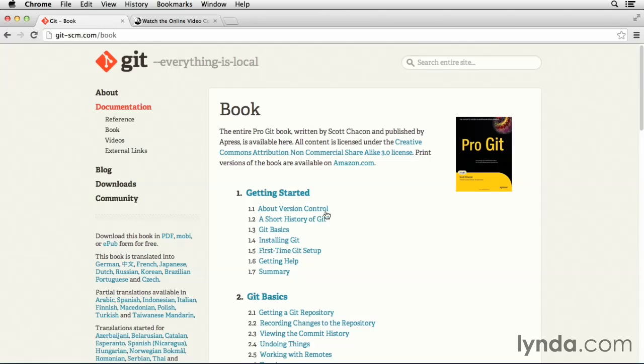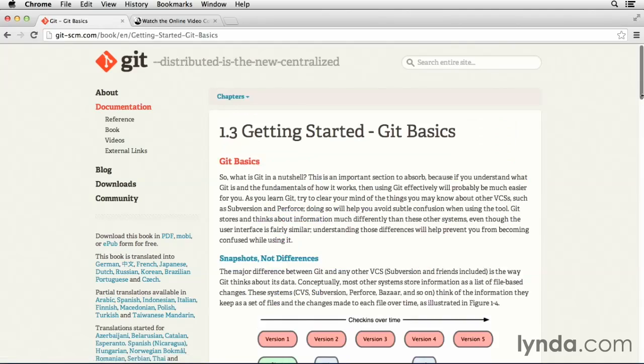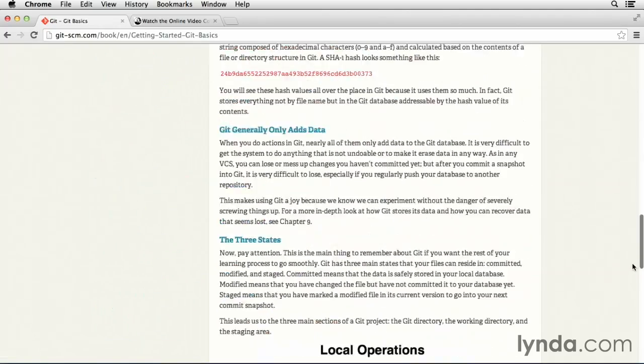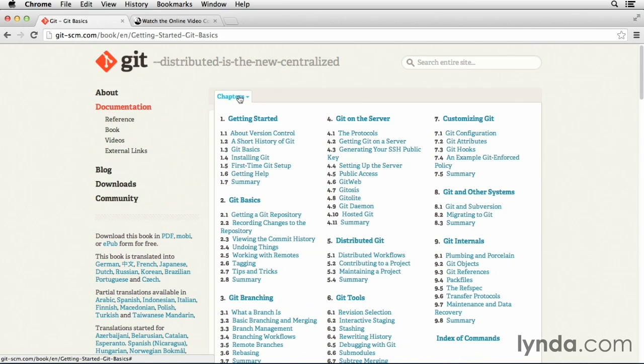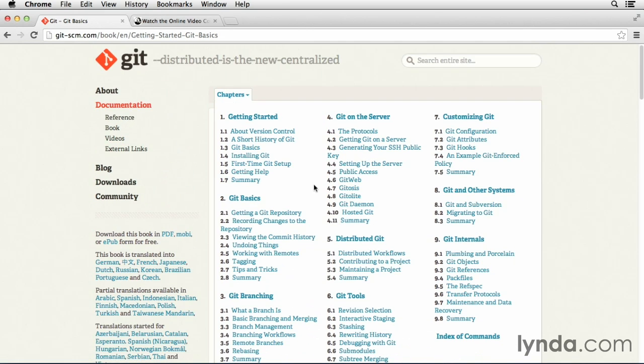It goes through everything about the short history of Git, all about version control, the basics of it, installing it, and it's extremely well written. There's great diagrams and things on here to help you sort of visualize what he's talking about. And you can see, looking at the entire TOC of this, that there is a lot here.